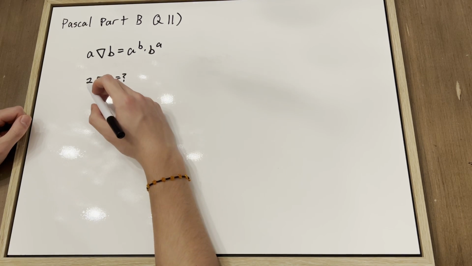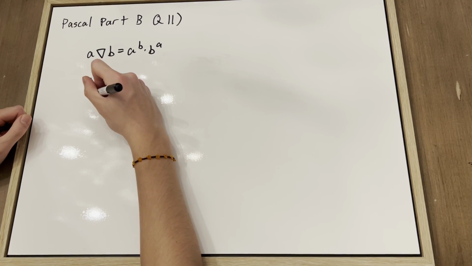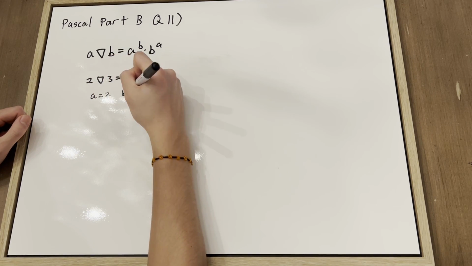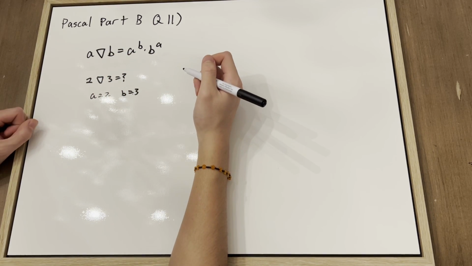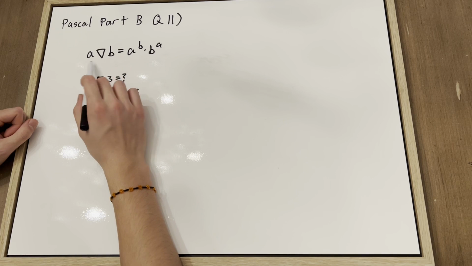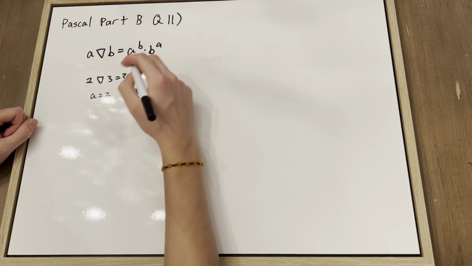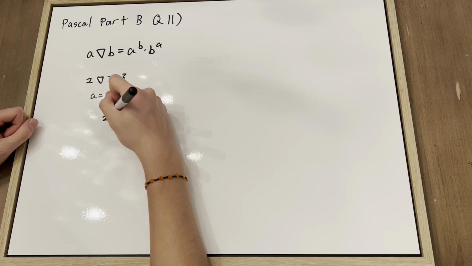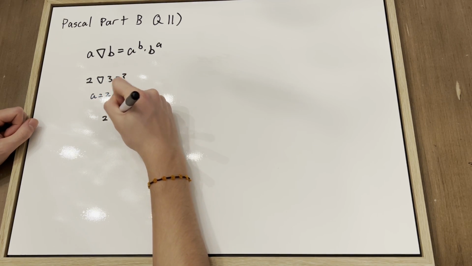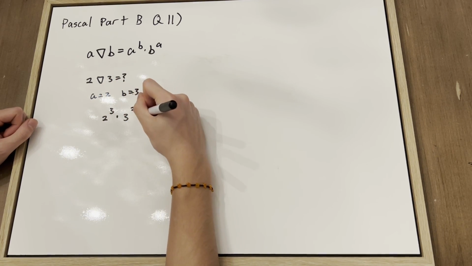Basically what we can do is to treat the upside down triangle as a function, where 2 and 3 are the inputs. So we have A equals 2 and B equals 3. The important thing to know is that the order of A and B matters. Then we can just plug this in. We have 2 to the 3 times 3 to the 2.